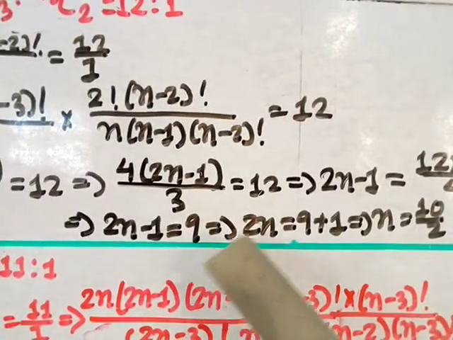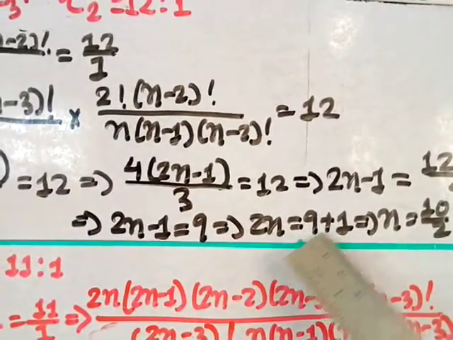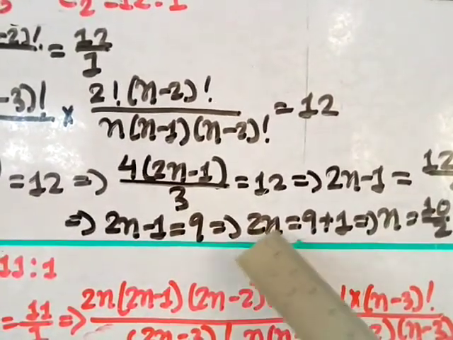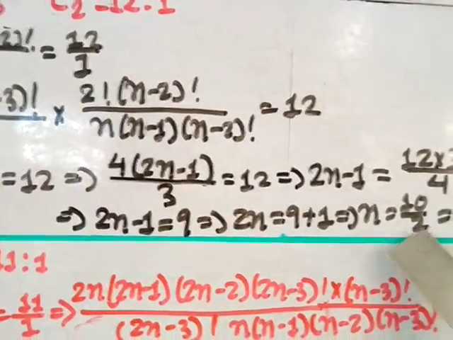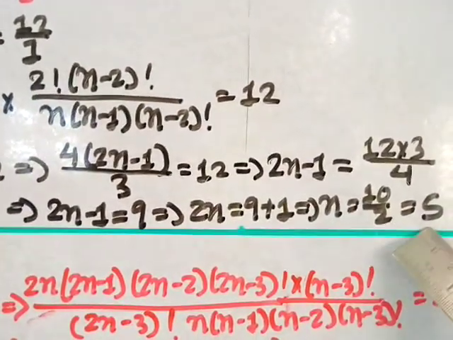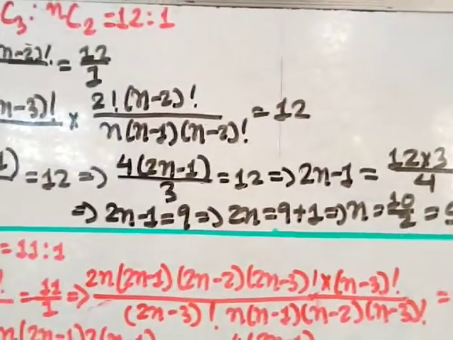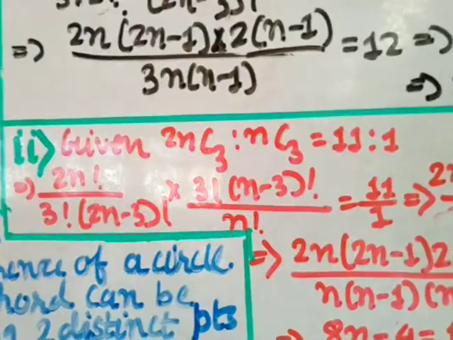Minus 1 transfer here. So 2n equal to 9 plus 1, which is 10. So 10 and this 2n is there. So 2 if you transfer, it will go in the denominator. So n equal to 10 by 2 equal to 5. So that is part 1 of question number 2.